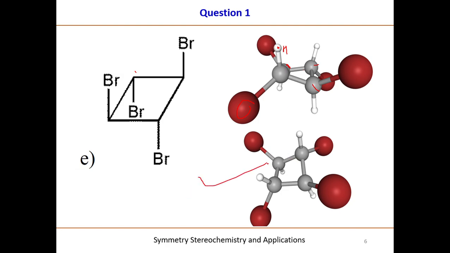You can see in this image 1, 2, 3, 4 carbons are there, and all have one bromine and one hydrogen, and these bromines are trans to each other. You can see here this is downside and this bromine is upside. This one is downside. Same here also, this one is upside, this one is downside. This is nothing but the 3D image of the same molecule. Now we will discuss the planes and symmetry elements present here.